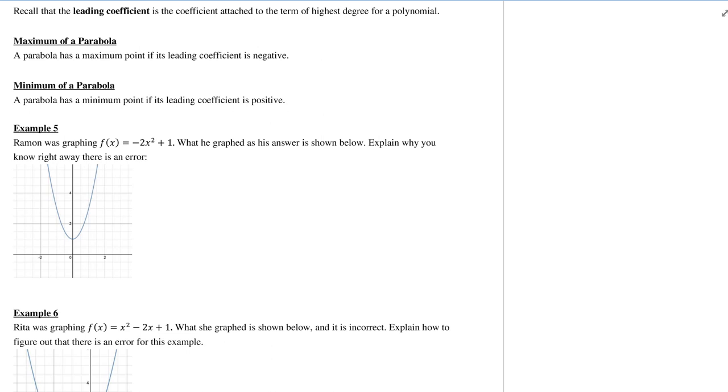Okay guys, so I'm still in 4.7. I'm on page 410 here, and we're going to just keep going with this section. So we've already been talking about maximums and minimums of parabolas, and we've already kind of reviewed what this means.